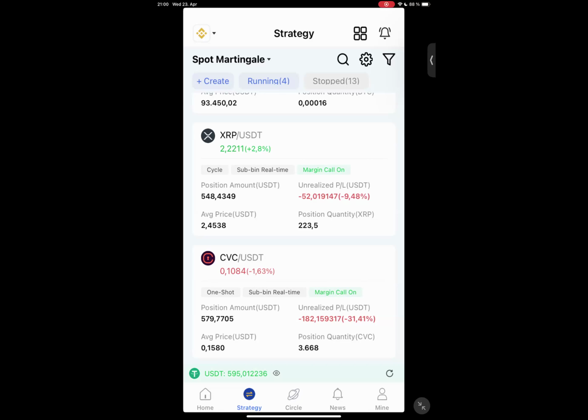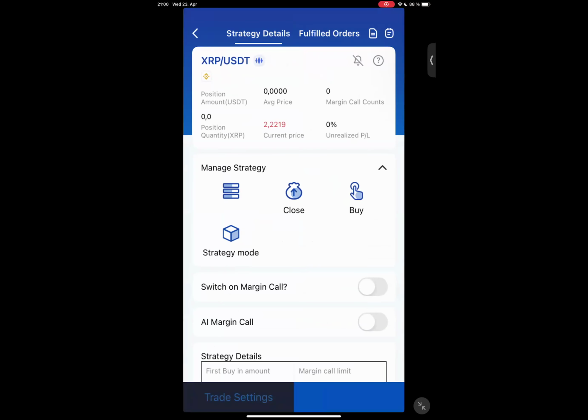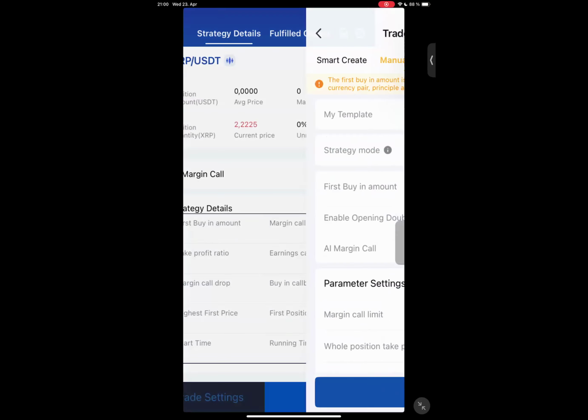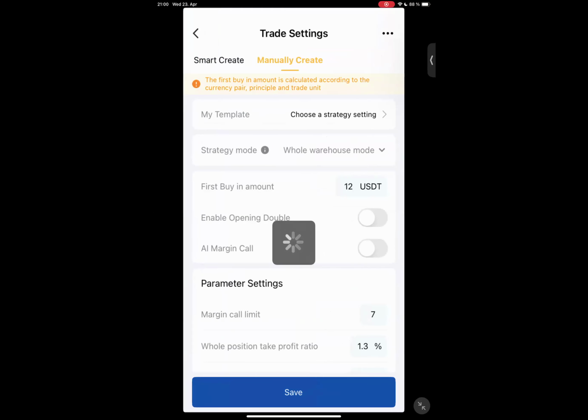Was double position switched on, please? Yes. So with this strategy, the open position double is on. I thought I switched off margin call. So the open position double was on.